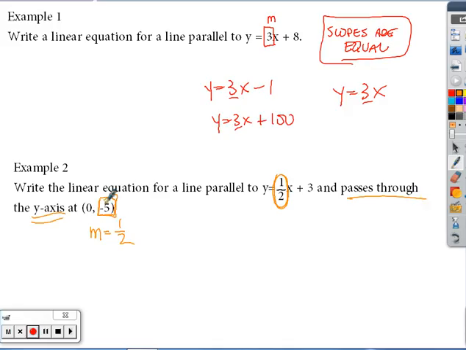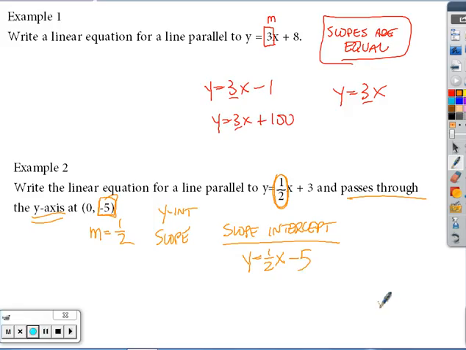Now it's passing through the y-axis at (0, -5). So we have to get good at this. We have a slope. We have a y-intercept. So that means we use slope-intercept form. Those of you that have really caught on to this are doing really well at this point. Those of you who haven't, again, keep trying. You get oranges, you make orange juice. So y equals 1/2 x minus 5, slope-intercept form, because we're given a slope and we're given the y-intercept.